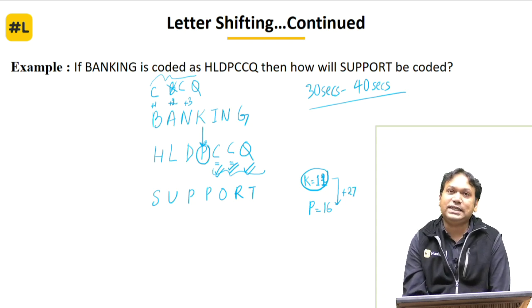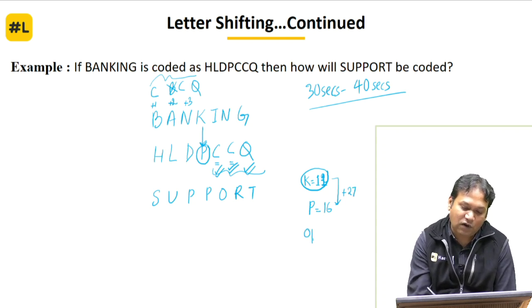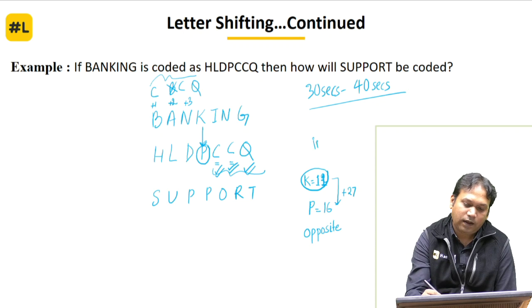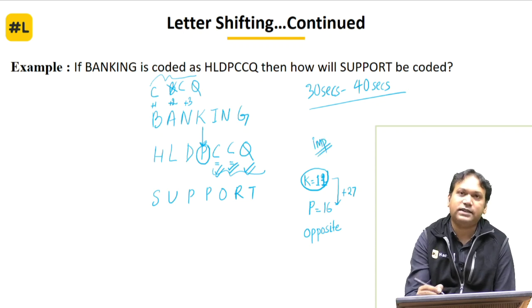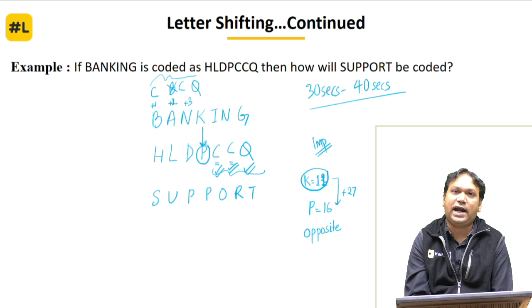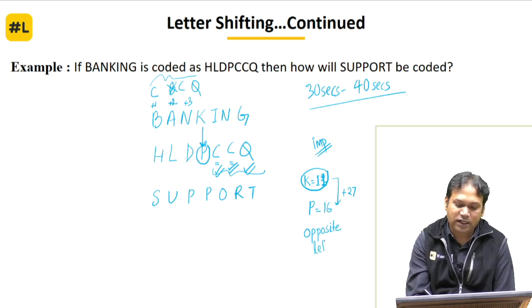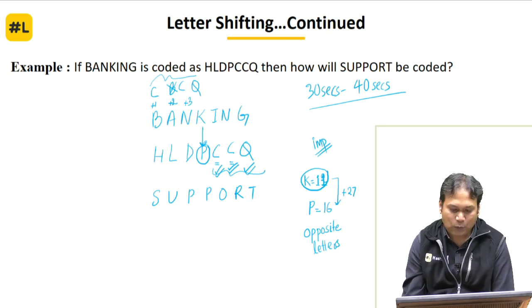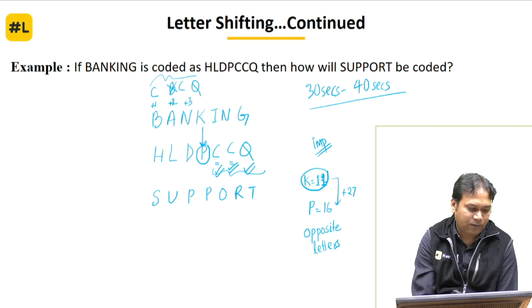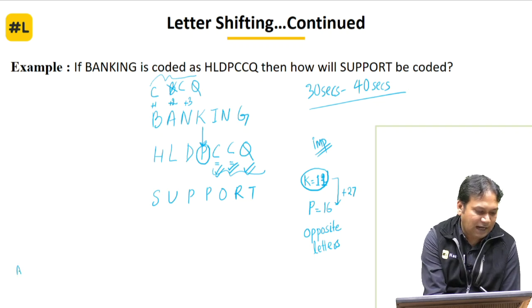Letters which add up to 27 are opposite letters of the English alphabet. Please note down this concept, very important. If you take letters and their positional values add up to 27, what type of letters are there? Opposite letters. If you write down the letters in the English alphabet A, B, C, D, what is the meaning of opposite letters?